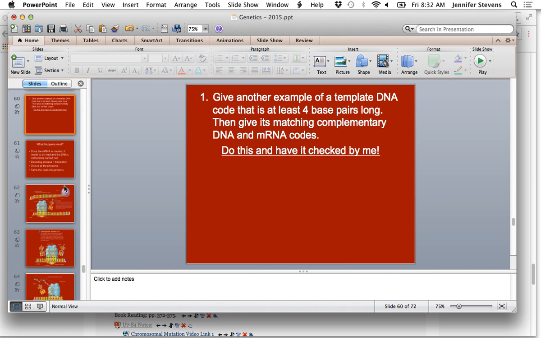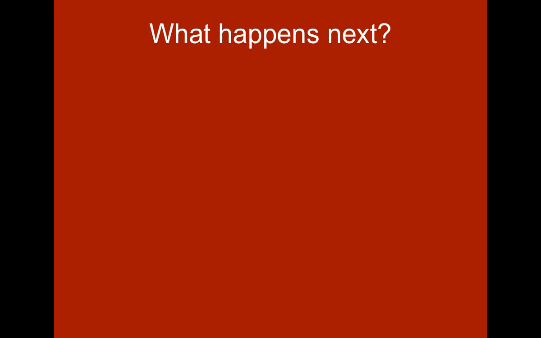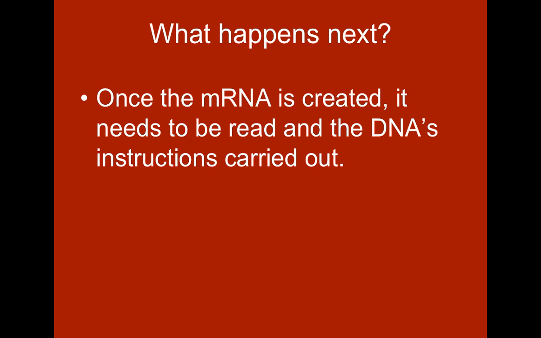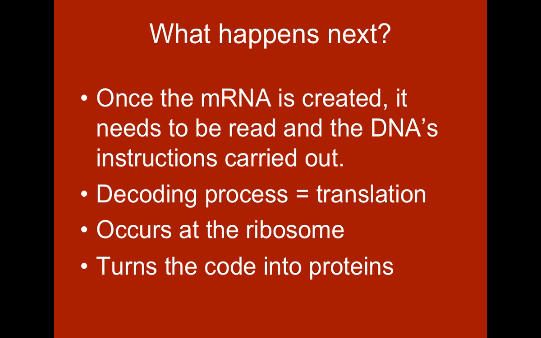All right, so our last section of notes here has to deal with the final process after we've created the messenger RNA, kind of what happens next. That process is called translation. Once the mRNA is created, it needs to be read, and then the DNA's instructions will be carried out. This decoding process, like I said, is called translation. This occurs at the ribosome, and what it does is it turns the code into proteins.